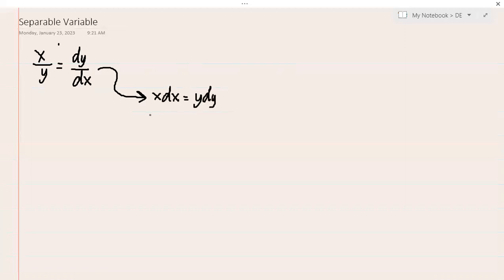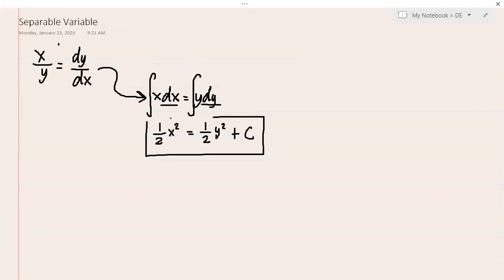Look at that, guys. On the left side, we have a function of x and its partner is dx. And on the right side, we have a function of y and its partner is dy. Right? So, since x, which is a function of x, is partnered with dx, and on the right side y, which is a function of y, is partnered with dy, then we can now integrate both sides. So, the integral of x is 1/2 x squared, or x squared all over 2. Then, on the right side, likewise, we will have 1/2 of y squared, or y squared all over 2, plus c. Then, we can have this as our final answer.